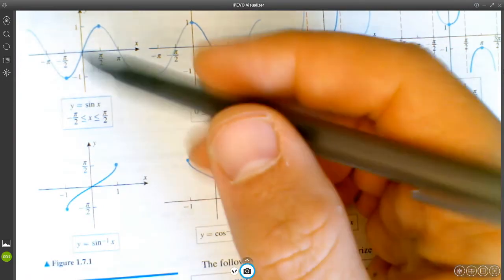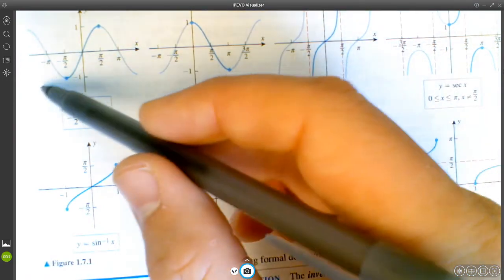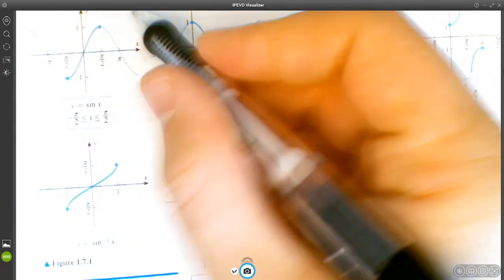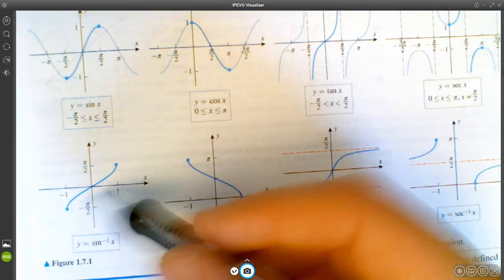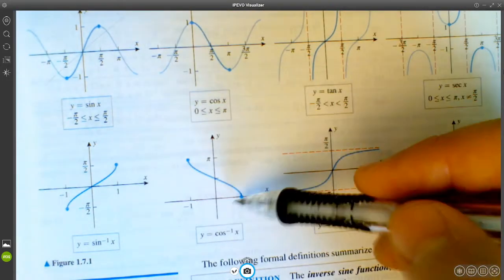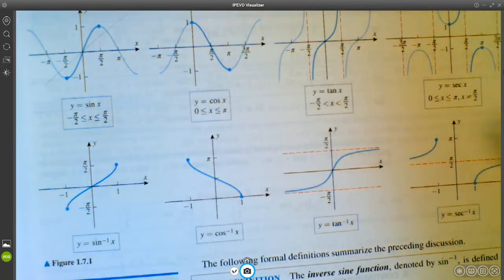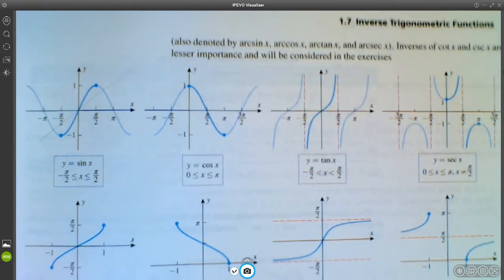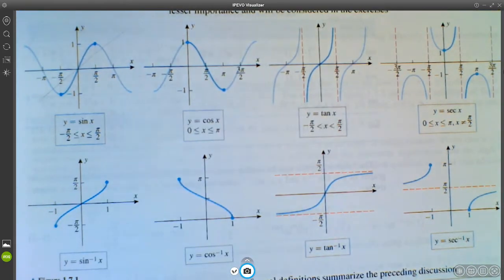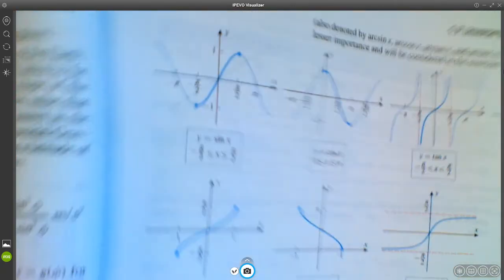Functions and their inverses are symmetric with respect to the line y equals x. So if you imagine drawing the line y equals x, and then flipping this function over that line, you get this one. And the same thing here, and here, and here. Okay? So anyway, this is page 57 of your textbook. I think it's a really good graphic for you to understand the inverse trig functions really well.